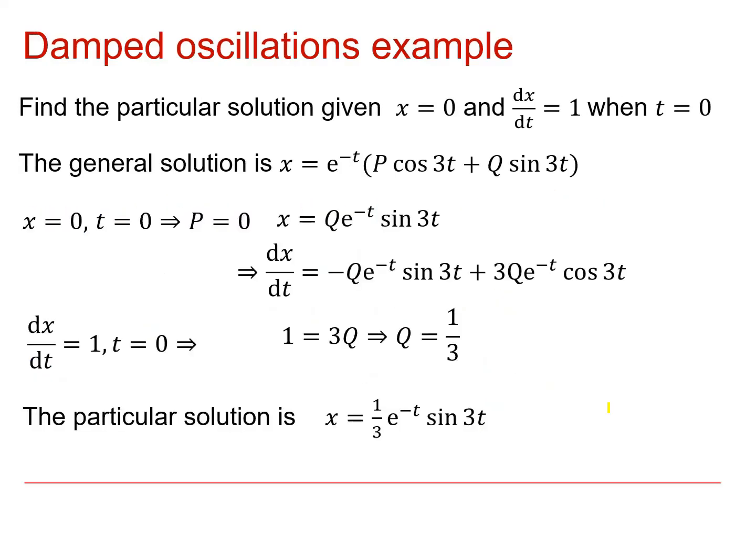Again, that's written up more neatly. Here's where I've used x equals 0 and t equals 0 gives me that p is 0, so I haven't got any cosines in the final solution, so I just get this. Differentiating that and plugging in these initial conditions, I end up with q as a third, and therefore this for the particular solution.